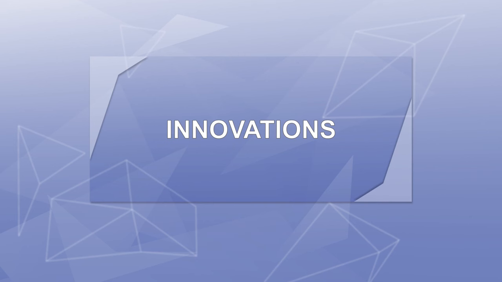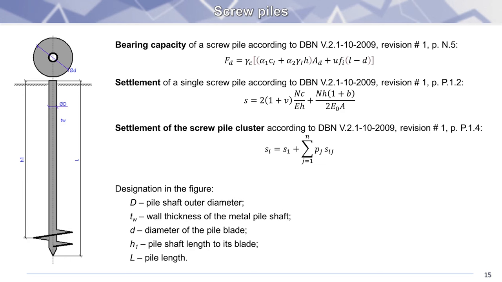Now let's proceed to the innovations that we have implemented in the new version of the program. One more type of piles, namely screw piles, is now available for calculation according to DBN and SP. In our modeling, we use the piles in the form of a round rolled metal pipe with a screw at the end. For the screw piles, we calculate the bearing capacity under compression and pulling out, settlement, including in the pile cluster group or artificial foundation, stiffness, etc.